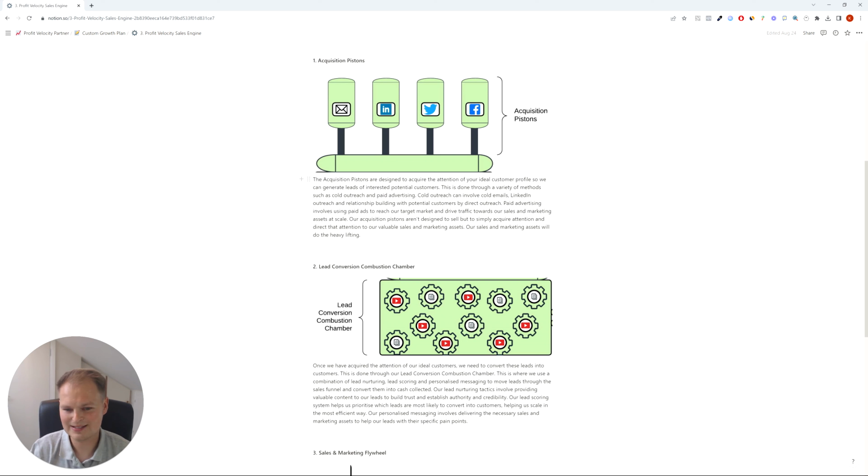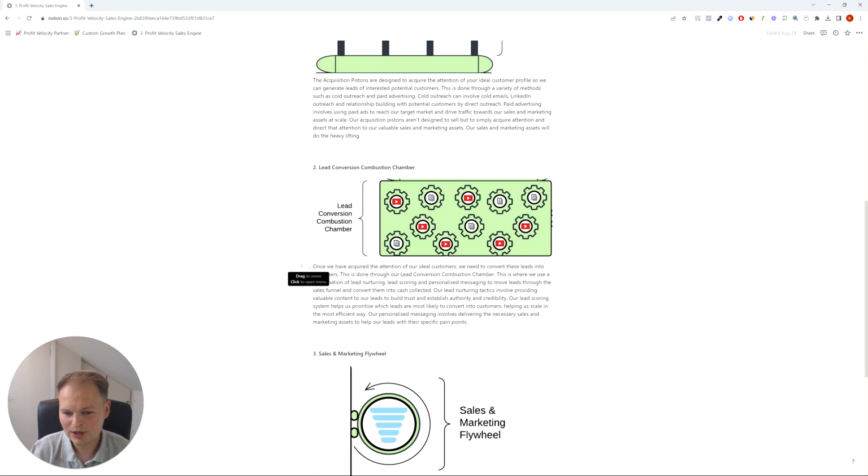Our sales and marketing assets will do the heavy lifting. So onto our second component, our lead conversion combustion chamber. Once we have acquired the attention of our ideal customers, we need to convert these leads into customers. This is done through our lead conversion combustion chamber.